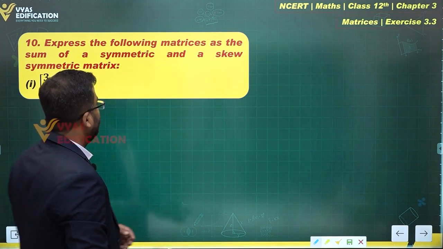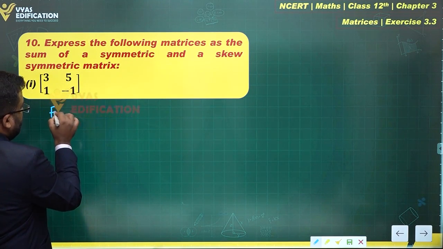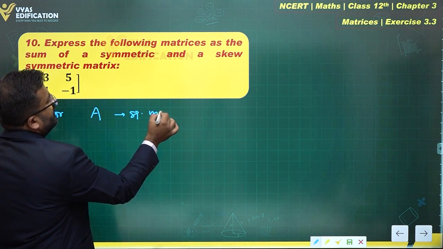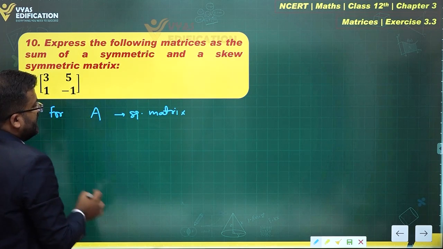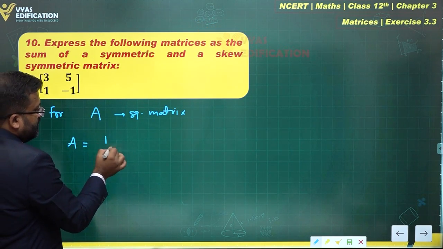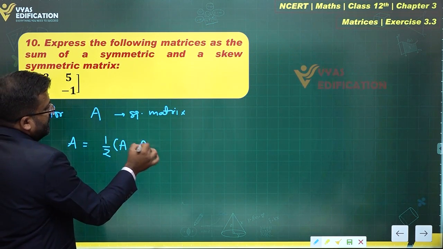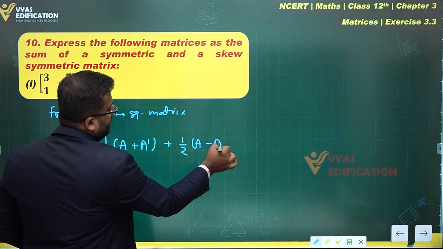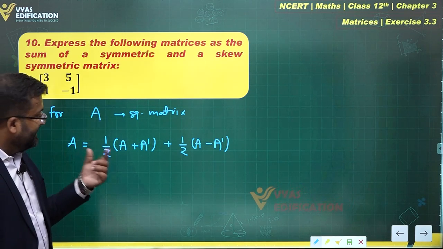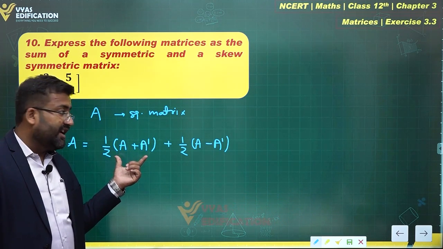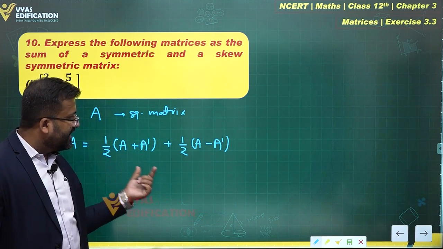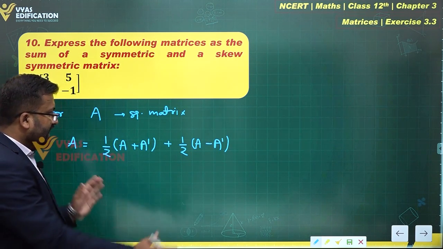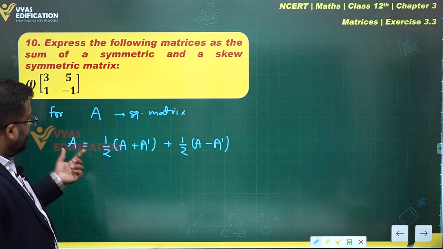Let A be any square matrix. A can be written as the sum of this and this. This matrix here is a symmetric matrix, half times this would be a symmetric matrix. This matrix here is a skew symmetric matrix, half times this would be a skew symmetric matrix, and if you add them together, what you will get is A.